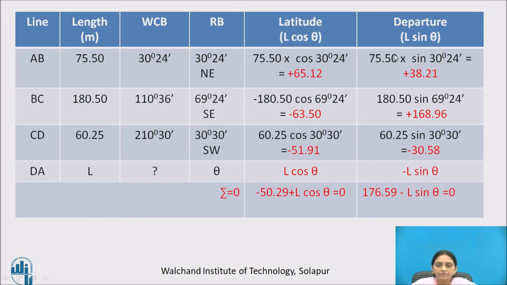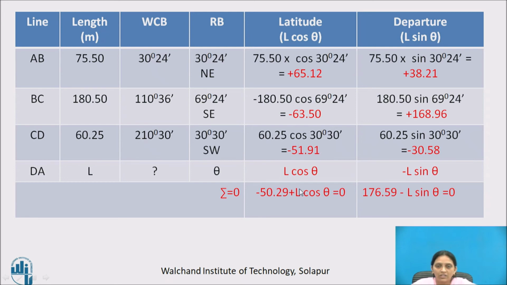Now, the departure of line AB. The formula of departure is L sin theta, as we discussed in the previous slide. So L sin theta is 38.21 for line AB, and for line BC it is plus 168.95, for line CD it is minus 30.50, and for line DA it is minus L sin theta.